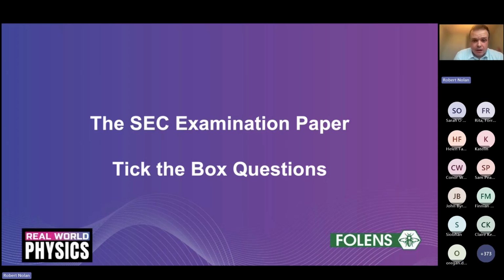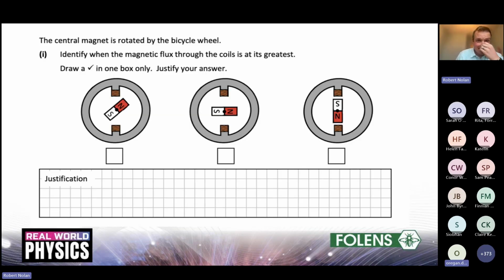Tick the box questions. As I said, some of them can be a bit more challenging than you might think. So here's this one. The central magnet is rotated by the bicycle wheel. Identify when the magnetic flux through the coils is at its greatest. So the answer is the last one that you'd have to tick, and you'd have to try and justify it and talk about the strength of the magnetic field, and things like that. Tough one to get an actual full answer, to structure it and put it together nicely.